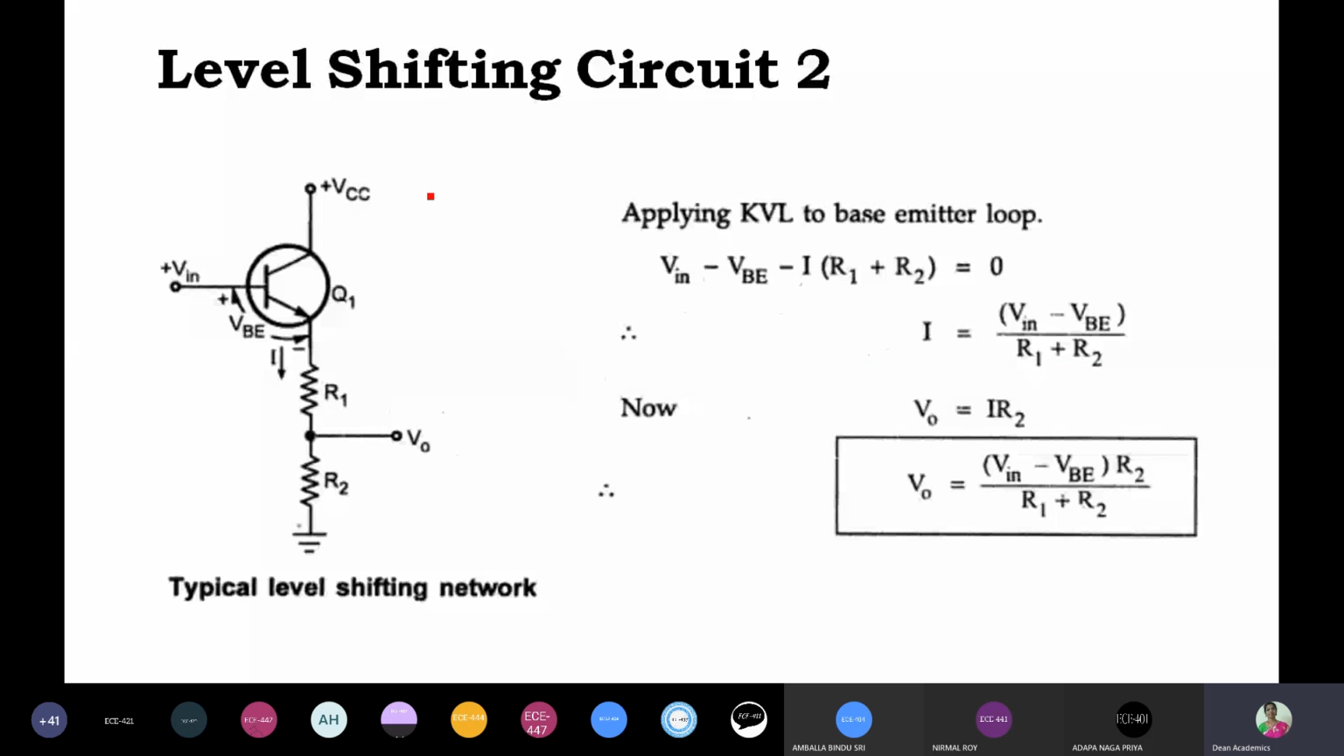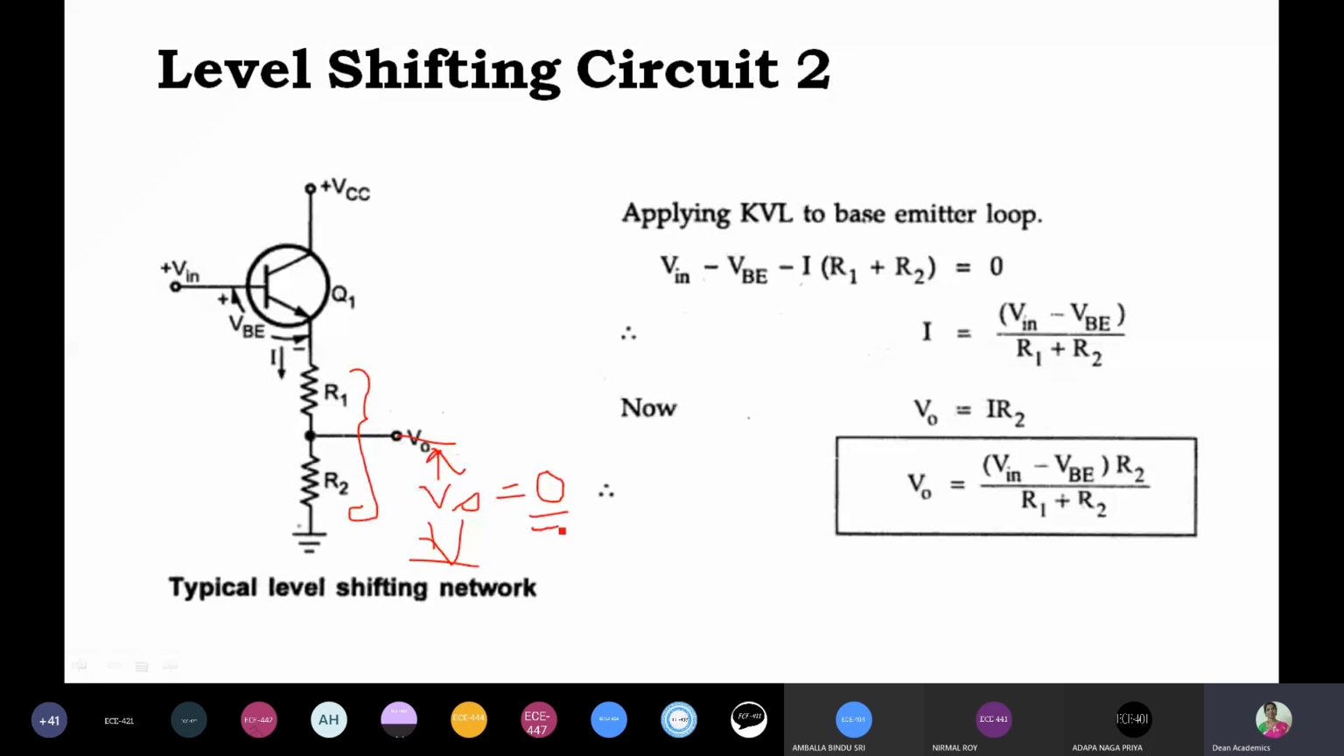Up to this point the circuit is the same as we have seen in the previous slide. The only thing is that resistor R is replaced with resistors R1 and R2, and the voltage drop across R2 is V0. Our aim is to set this DC voltage V0 to 0.